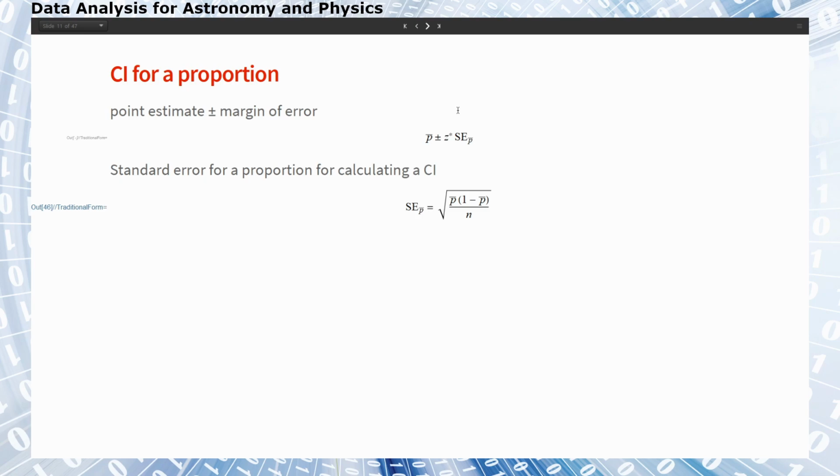So this is how we construct the confidence interval for a proportion. We have the point estimate p bar from our sample plus or minus the margin of error, so the critical value times the standard error on our sample proportion. And the standard error for the sample proportion is the square root of the sample proportion times 1 minus the sample proportion, divided by n.